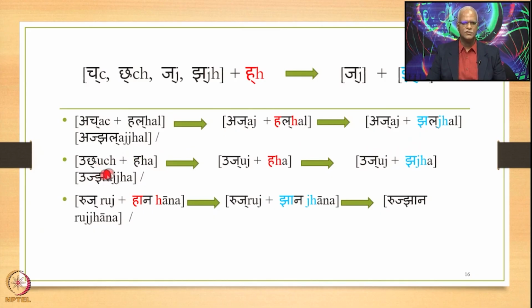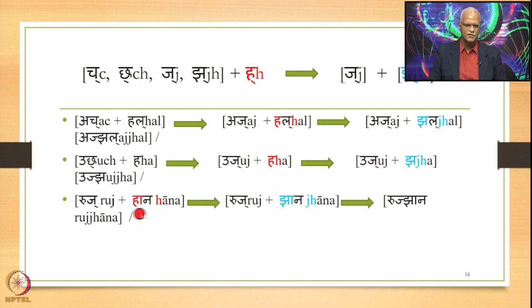Then we have Uch plus H. Here Ch is followed by H, and so this Ch by the application of the sutra Jhalam Jashonte will be substituted by J. So we have Uj plus H as the output. Then this H will be substituted by the Purva Savarna, which in this case is Jh, and so we will get the desired output Ujjh.